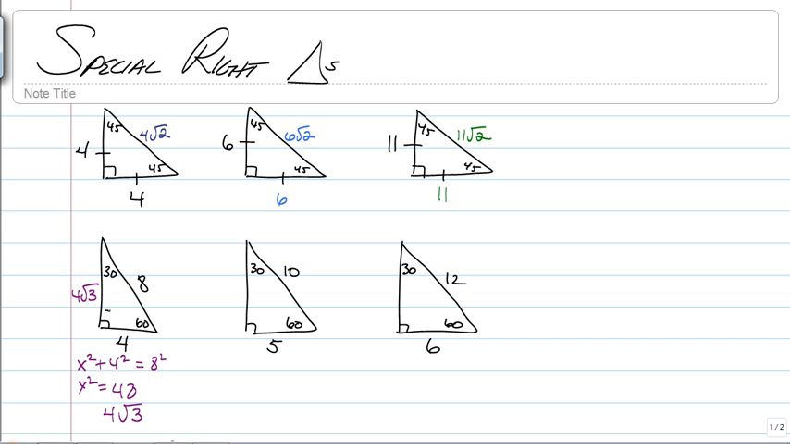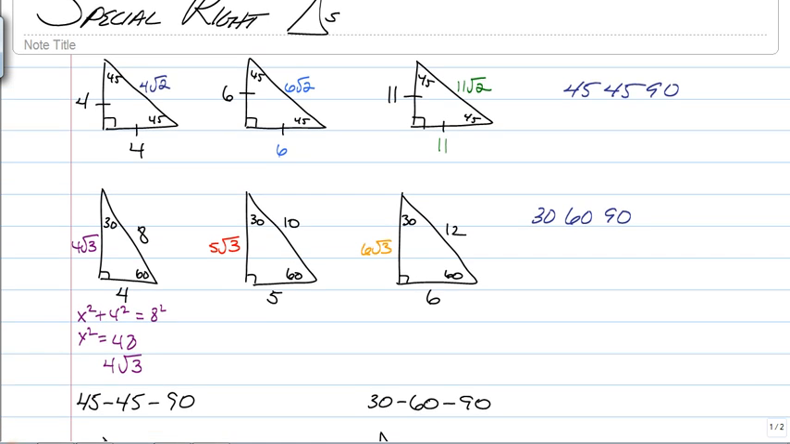Now, knowing that this is a video on special right triangles and they have patterns involved, if you were to guess that this was 5 root 3, you'd be correct. And if you were to guess that this is 6 root 3, you would be correct. So you have two kinds of special right triangles you're going to be working with. You have your 45, 45, 90s, and you have your 30, 60, 90s. Okay? That's what we're going to work on today.